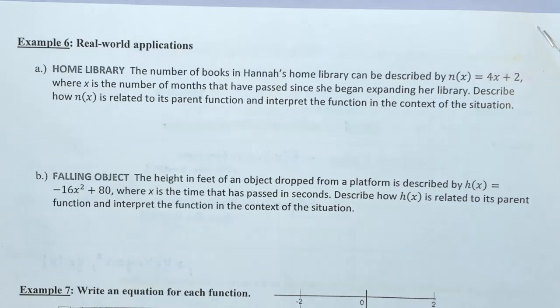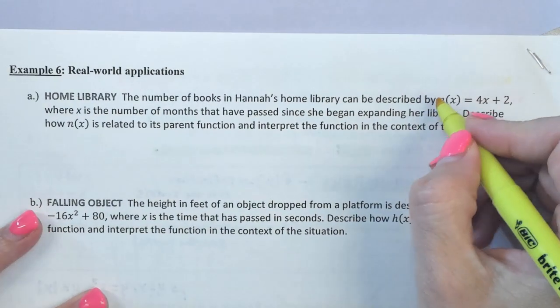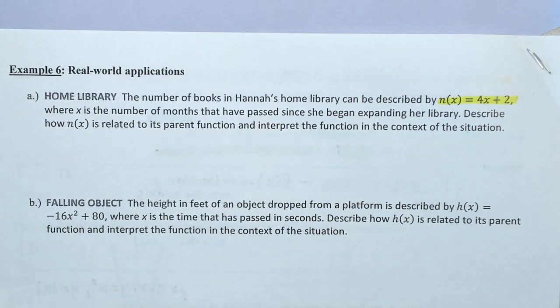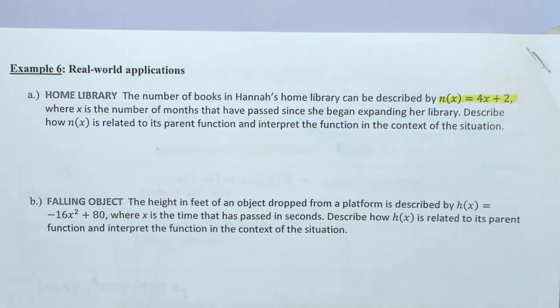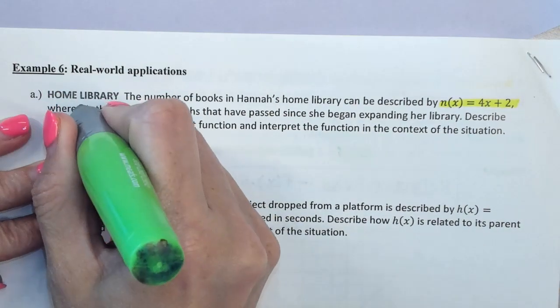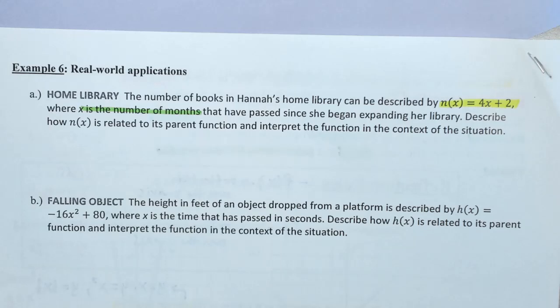Okay, so we're continuing with 1.7 today, where we're going to talk about different transformations of functions. So you guys just read through and you learned about the books in Hannah's home library. It's described by this equation, n of x equals 4x plus 2, and x is the number of months that have passed since she began expanding her library.